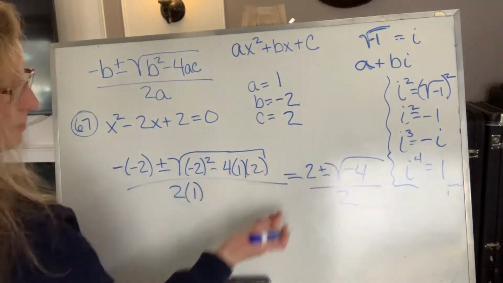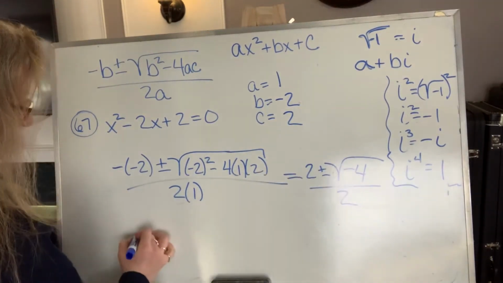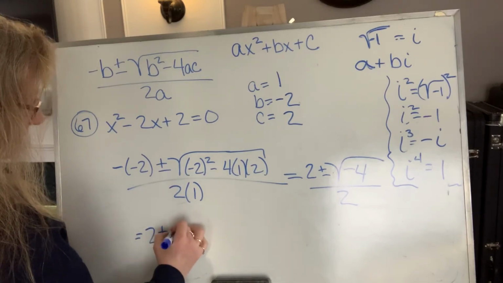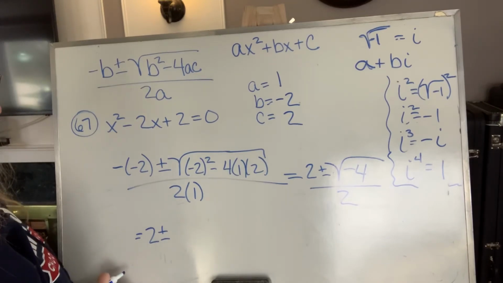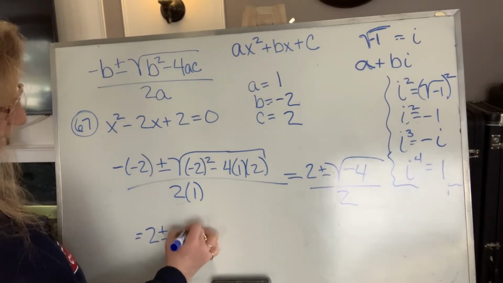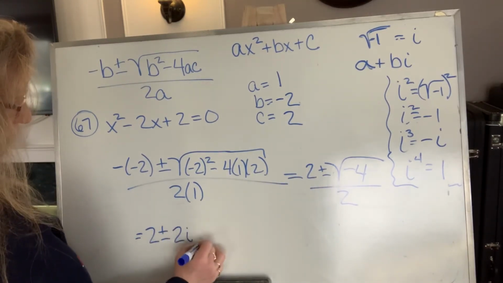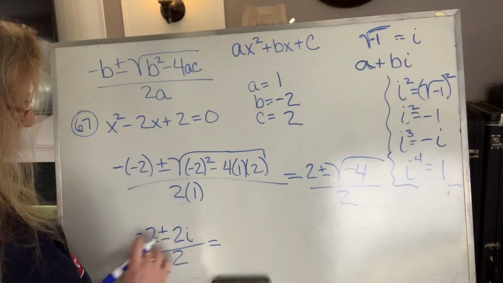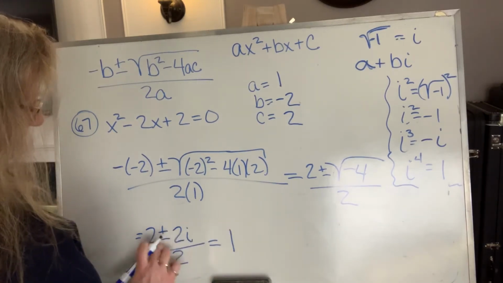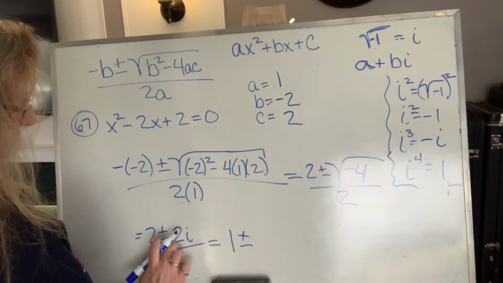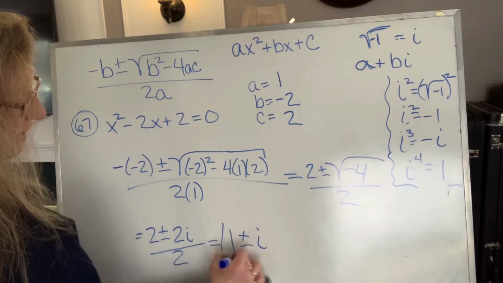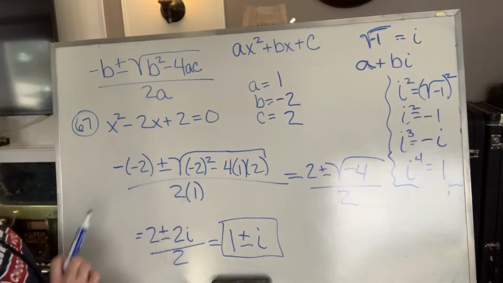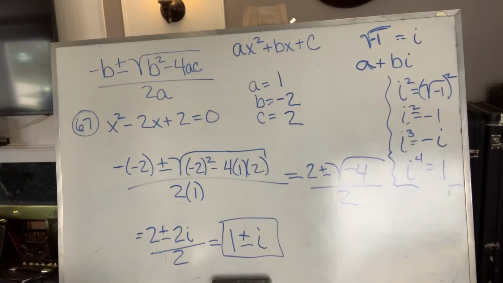So I have the negative of negative 2, that's a positive 2, plus or minus the square root of negative 2 squared, which is 4, minus 4 times 1 times 2, which is 8. So 4 minus 8 is negative 4. 2 times 1 is 2. Right away I can see I could simplify some things. Let's take care of this numerator first. So 2 plus or minus the square root of negative 4, remember, is the same as the square root of negative 1, which is i, times the square root of 4, which is 2, all over 2. So 2 divided by 2 is going to be 1, plus or minus 2i divided by 2 is going to be i. So I have 1 plus or minus i. And that is actually the answer. Those are two different roots where this thing would cross the x-axis.